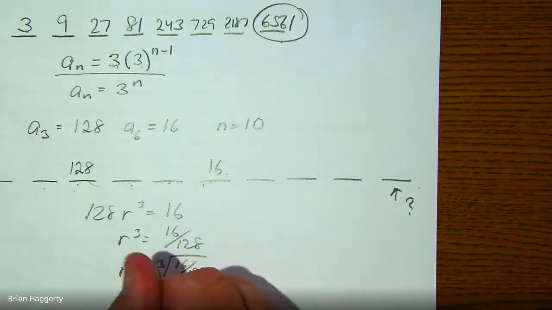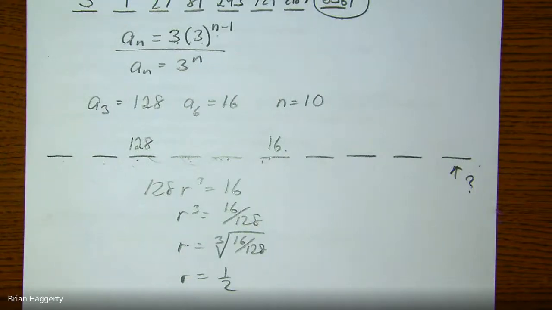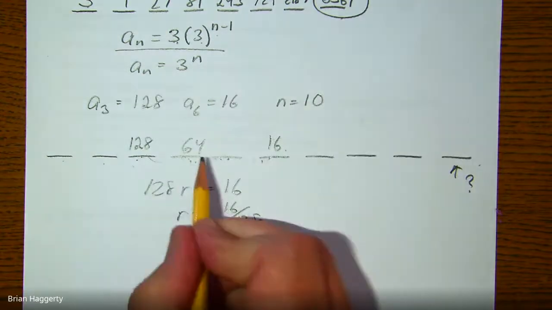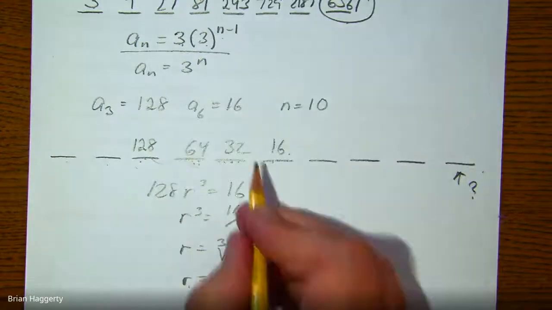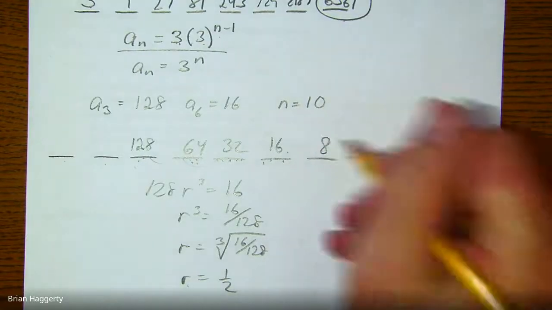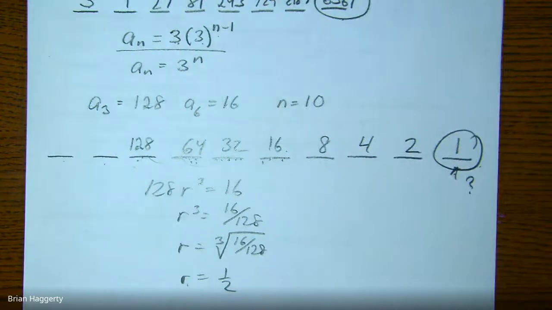So our common ratio is 0.5 or a half. So to get from 128, cut it in half is 64. Cut it in half is 32. Cut it in half is 16. We only need to get to there. So there's really not a reason to have to write a formula. 8, 4, 2, 1. There's our 10th term.